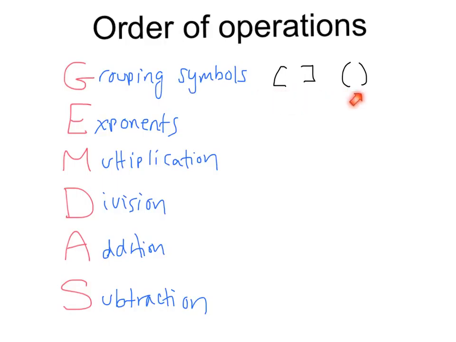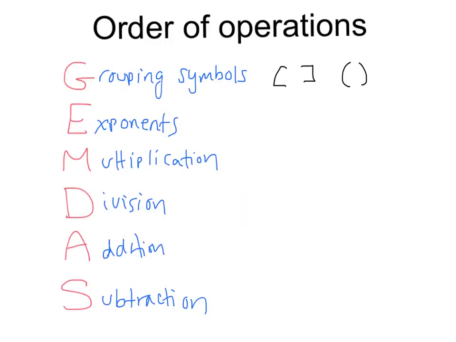This video is going to do a quick review on order of operations. Remember that whenever you are trying to simplify an expression, you must use GEMDAS. We start with grouping symbols, which is something like brackets or parentheses. We have exponents, then you go multiplication and division.